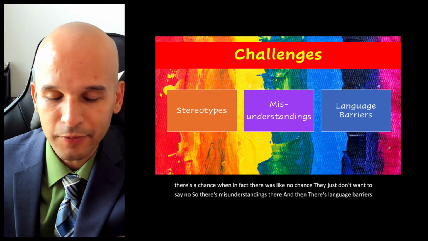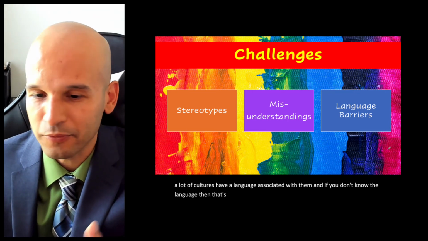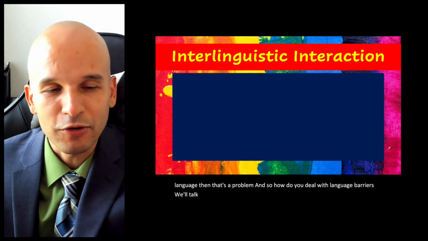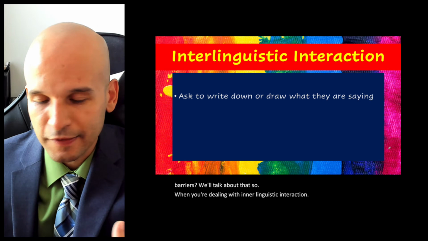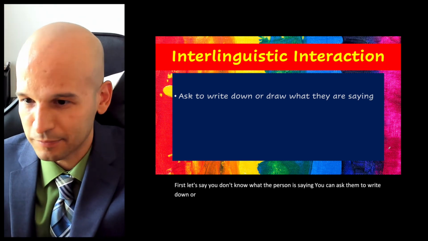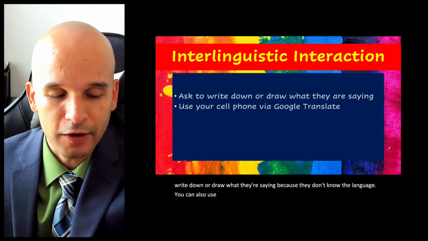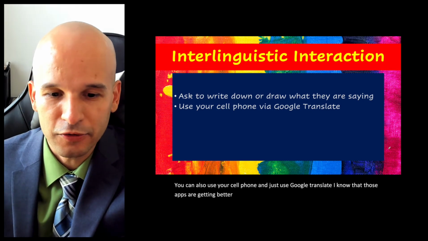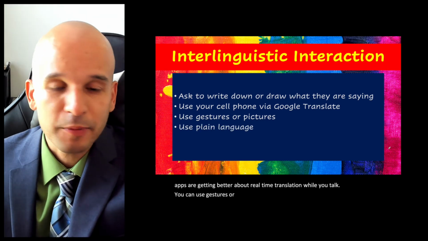A lot of cultures have a language associated with them. And if you don't know the language, then that's a problem. So how do you deal with language barriers? Well, we'll talk about that. When you're dealing with interlinguistic interaction, first, let's say you don't know what the person is saying. You can ask them to write down or draw what they're saying. You can also use your cell phone and just use Google Translate. I know those apps are getting better about real-time translation while you talk. You can use gestures or pictures. You can use plain language too.